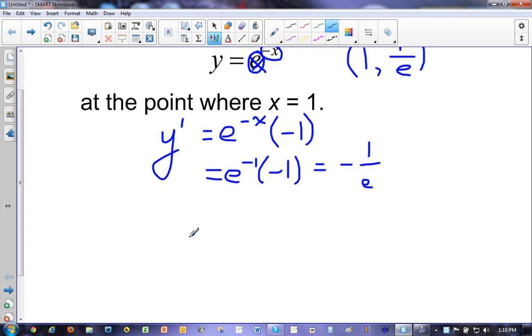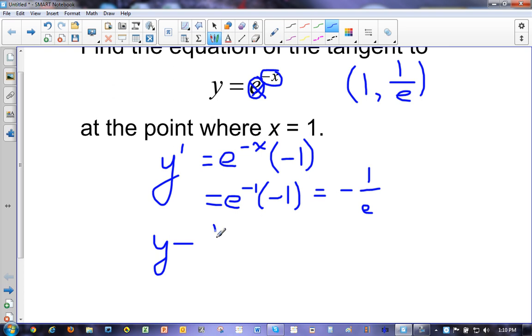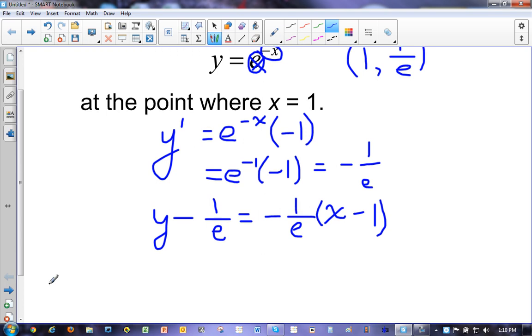All right, so my tangent line is y minus y1, which is my 1 over e from up here, equals the slope, which is negative 1 over e, times x minus x1, which is just 1. You can simplify that if you want to, and make it look all pretty and nice in slope-intercept form, but I'll leave that up to you to do.